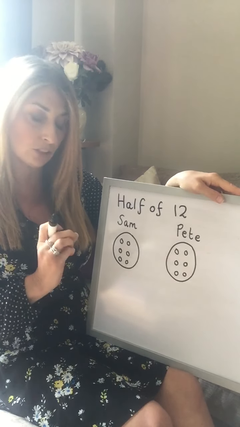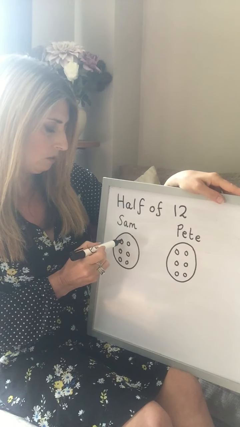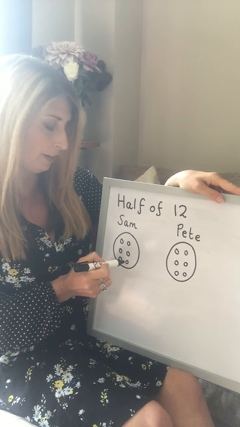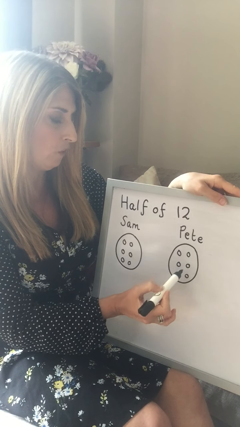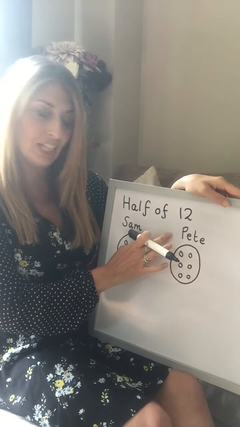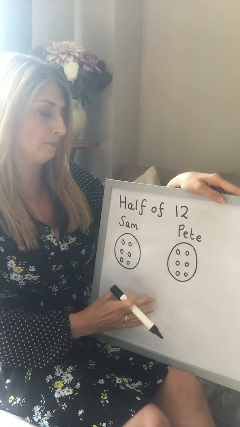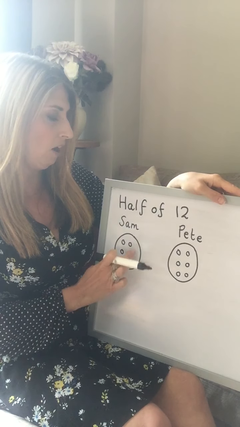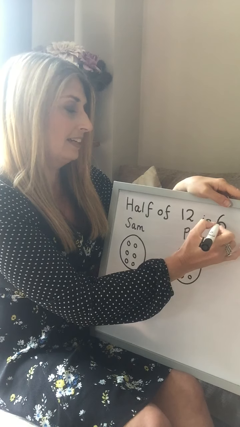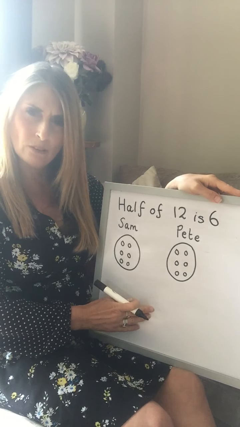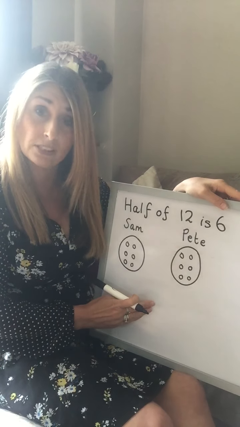So I've counted out 12. Let's just make sure that they have got equal amounts. 1, 2, 3, 4, 5, 6 for Sam, and 1, 2, 3, 4, 5, 6 for Pete. So we know that they have equal amounts. Mrs Ravilious has halved them equally. So half of 12 is 6. Well done, children.